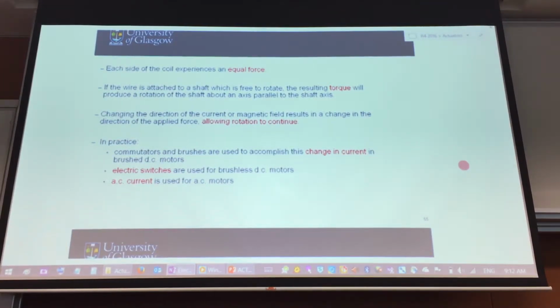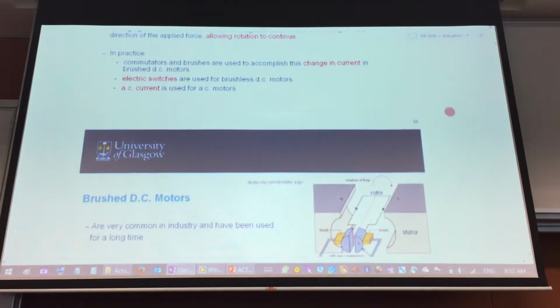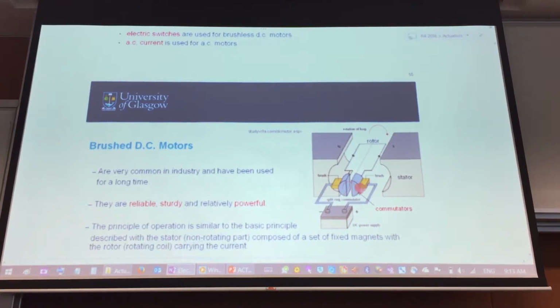In practice, this commutator and brushes, later on there's a picture over here. This commutator and the brushes are actually used to change the current. Now this is a static one, so if you were to rotate, you can see that this part here, if it rotates to the other side, then this part here will be touching this part here. Okay. There's another type that's called brushless, so later on we'll be having a look at that.